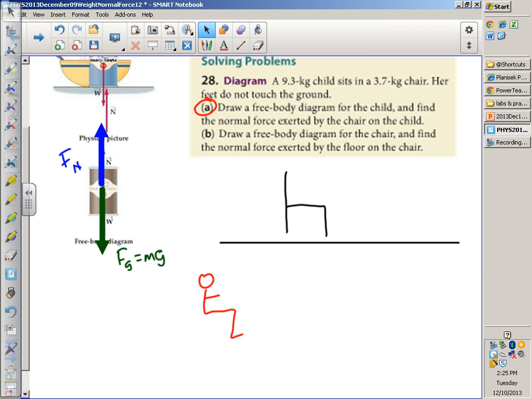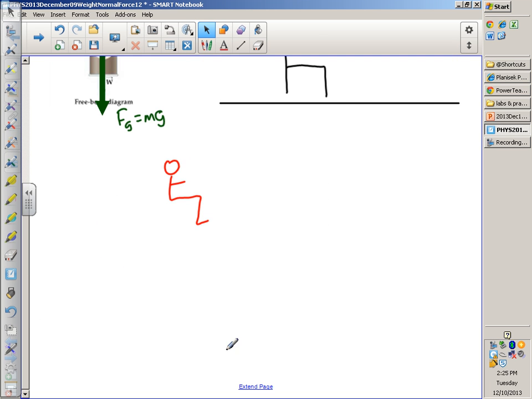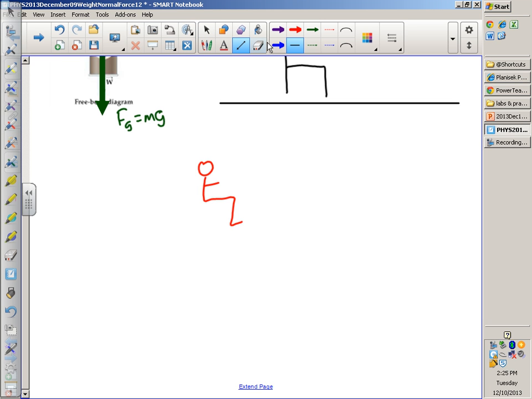So I'm going to take my child down here, separate it from the rest of my picture. And a free body diagram deals with forces, right? So what's the first force that we can draw that's affecting this child? Gravity. Let's draw gravity. Margo, which way does gravity act? Downward. Straight downward, right? So we'll draw a force, it looks just like this.